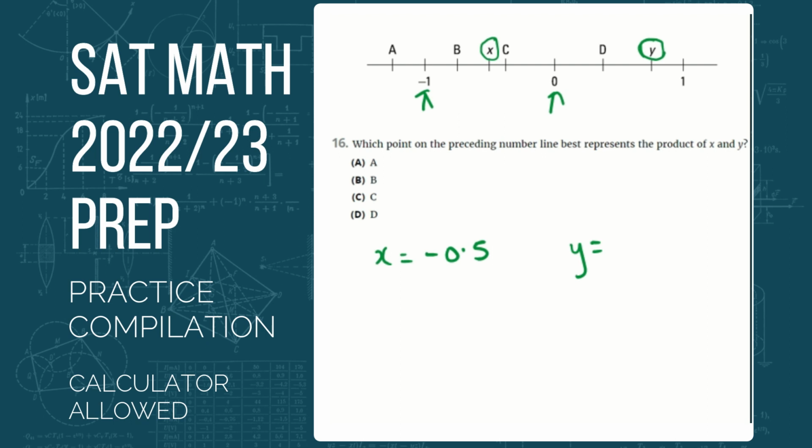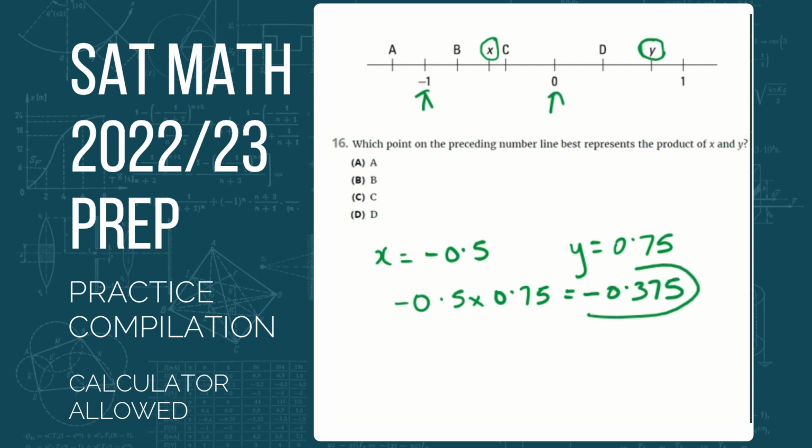It could be 0.75. Let's multiply these two. We get negative 0.375. And where is this on the number line? It's the point C on your number line.